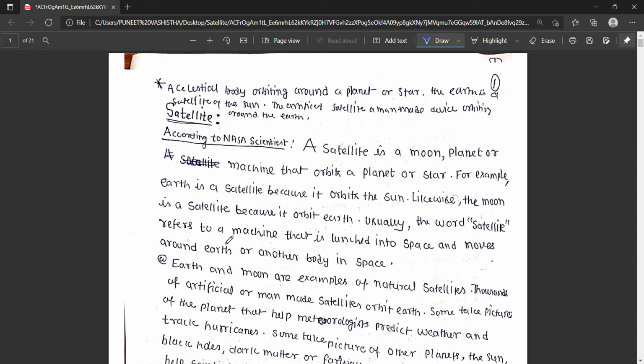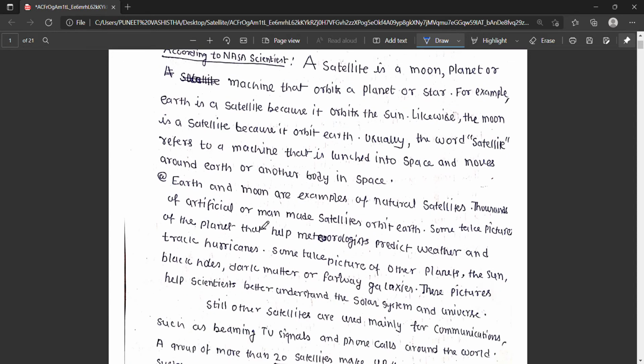Usually, the word satellite refers to a machine that is launched in the space and moves around Earth or another body in space. Earth and Moon are examples of natural satellites, and thousands of artificial or man-made satellites orbit Earth. As you all know, day by day we are launching different kinds of satellites in the orbits of Earth for our communication, for our broadband facility, for our GPS systems. So further we will study how we are launching the satellites and in which orbits we are launching these different kinds of satellites.